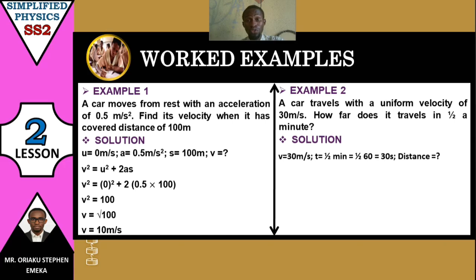Remember, always change to the SI unit. So V, velocity, is 30 meters per second. The time is half a minute. And remember, 60 seconds make 1 minute. So it's going to be half times 60, which will give us 30 seconds.